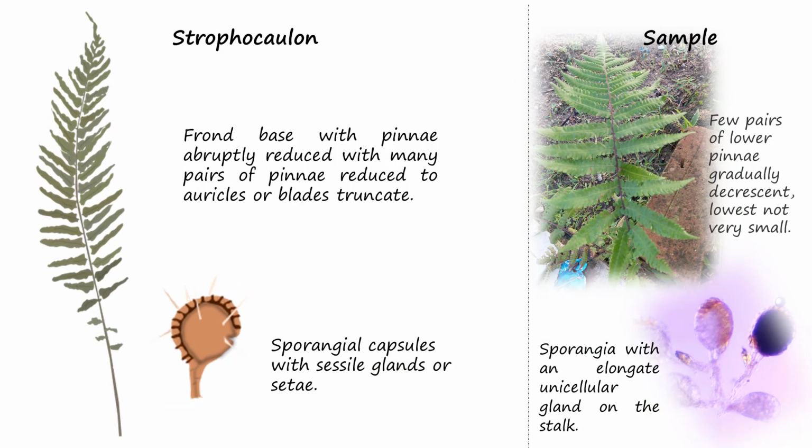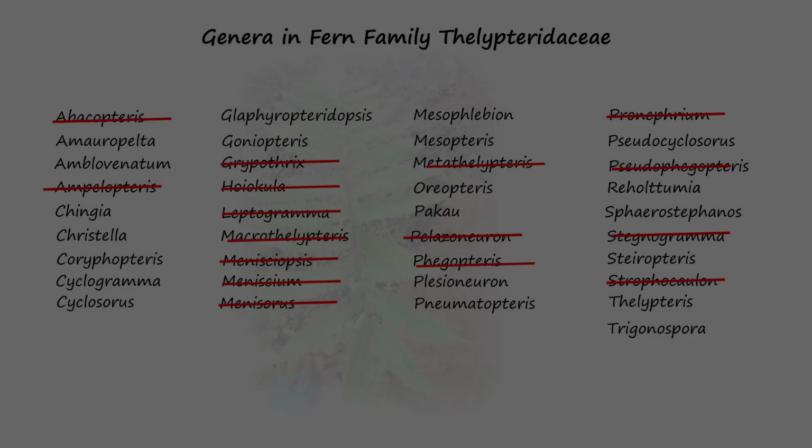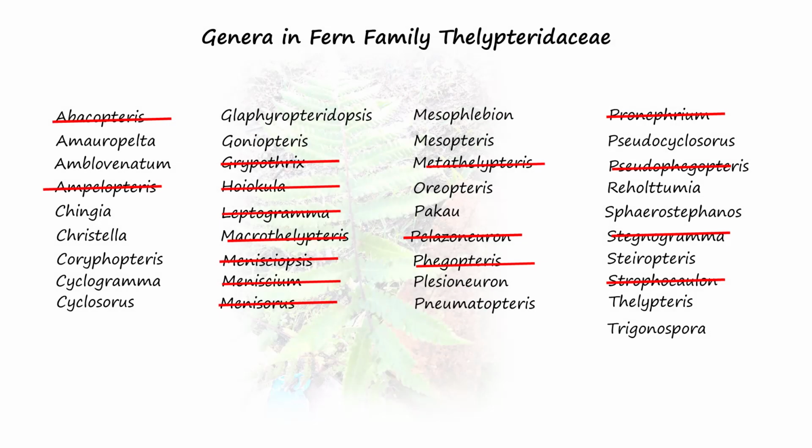The elimination of Strophocolon as the identity of the sample was based on characteristics such as its sporangial capsule with setae and frond base with pinnae abruptly reduced, with many pairs of pinnae reduced to auricles or blades truncate. This still leaves 21 genera which the sample plant could belong to.